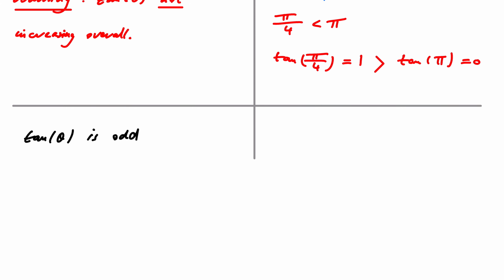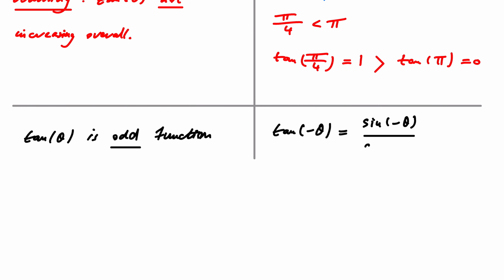It's an odd function. Let's check the actual definition. So tan of minus theta is equal to sine of minus theta divided by cos of minus theta, all right? But now sine is odd and cosine is even. So this has to be equal to minus sine of theta divided by cos of theta. And that has to be equal to, well, it's just minus tan of theta, which is exactly the necessary condition for being odd.